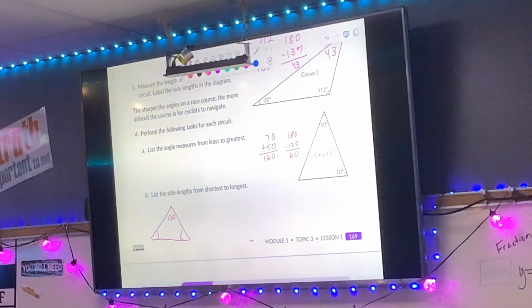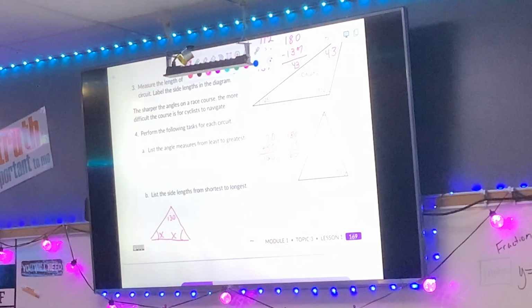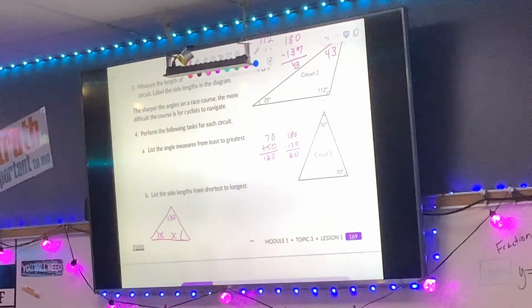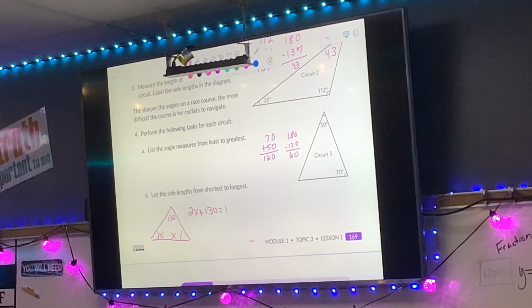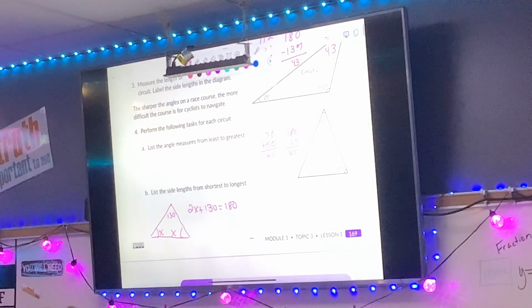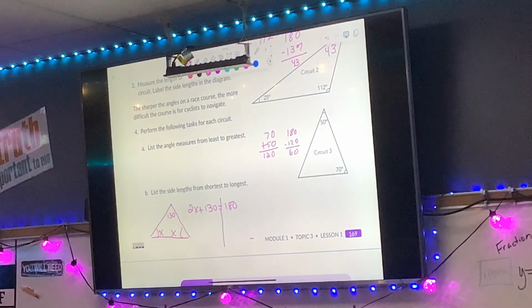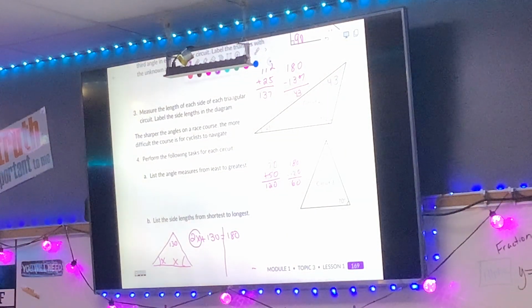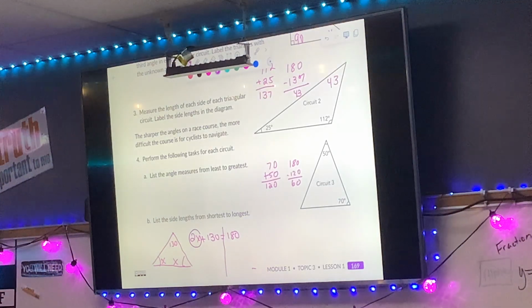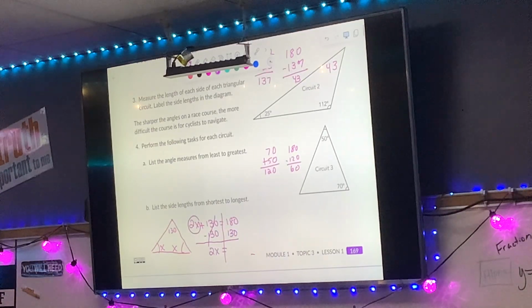So I know these are x. So how many x's do I have? 2x plus 130 equals 180. Huh, I have a two-step equation. You did these last year. This is how I teach them, like I did when we did those one-step equations at the beginning of the year. Circle, cover. What's your opposite of 130? Negative 130. Bring down your 2x. What's 180 minus 130? 50.